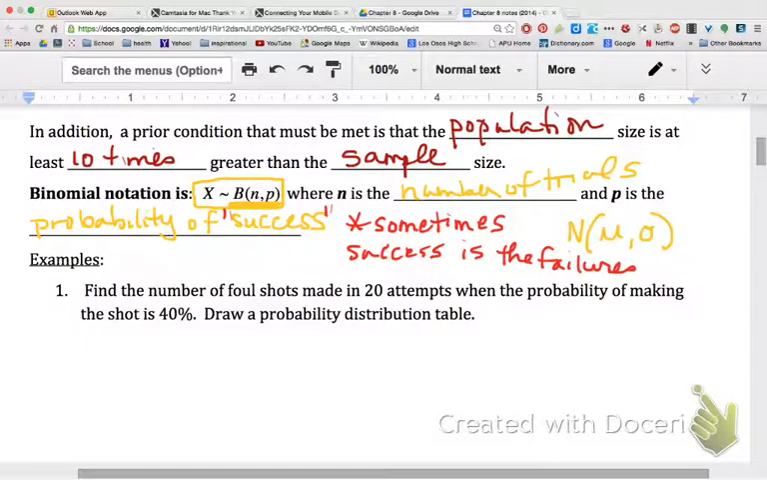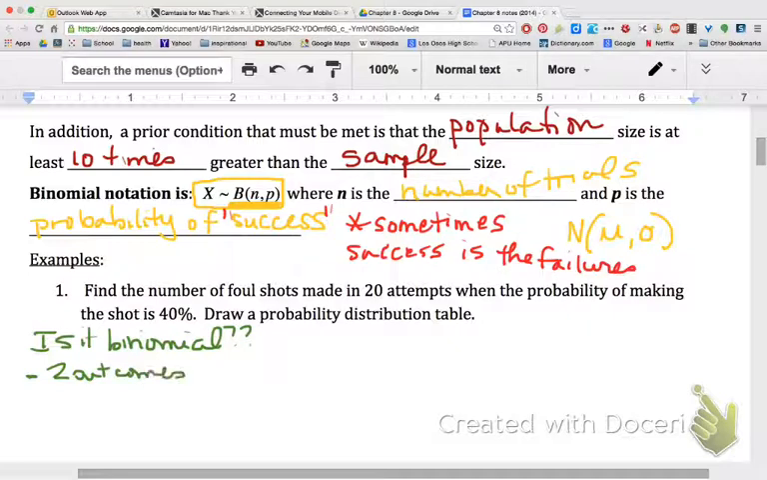So on this first example, we are interested in finding the number of foul shots made if we make 20 attempts, and we know that our average percentage is 40%. So before I start drawing the probability distribution, I want to check to see, is it binomial? And so I'm going to check these four conditions. Are there two outcomes?